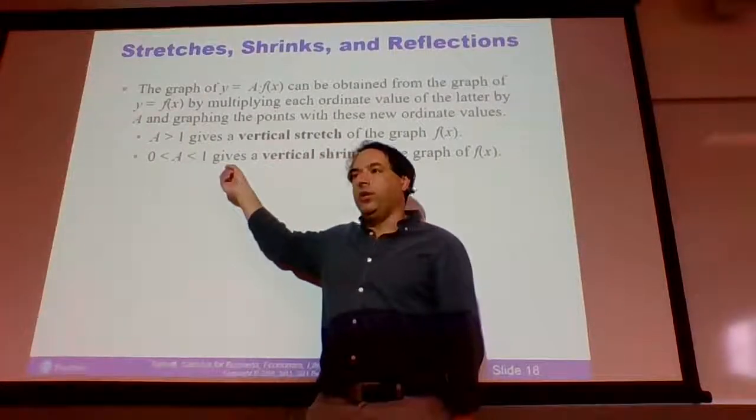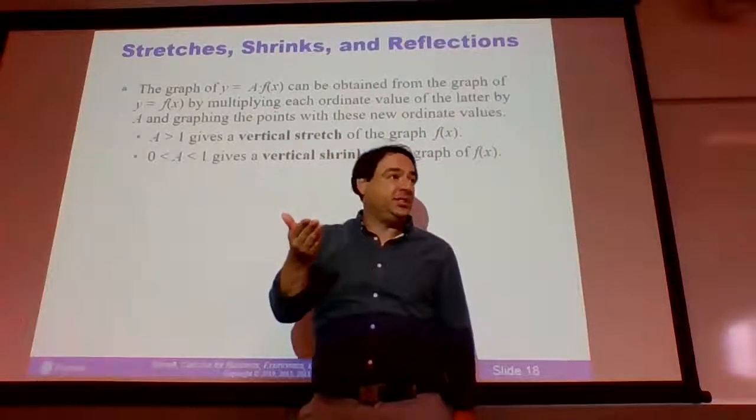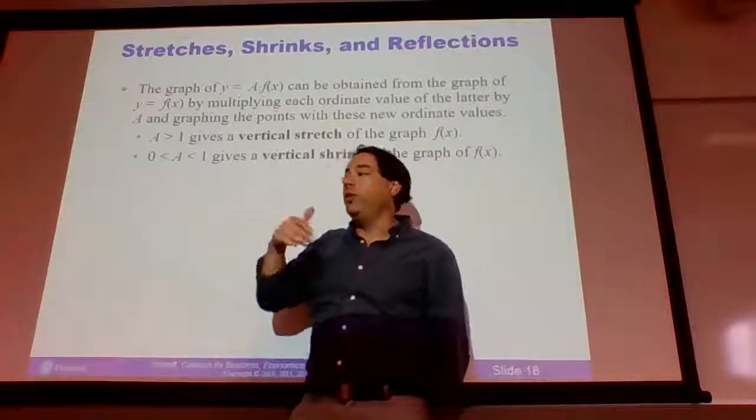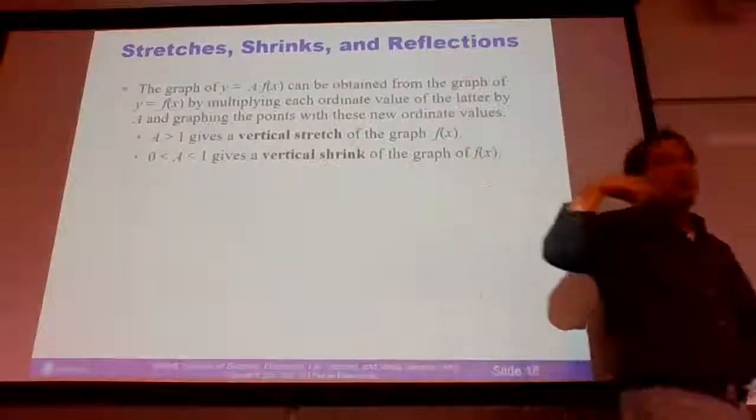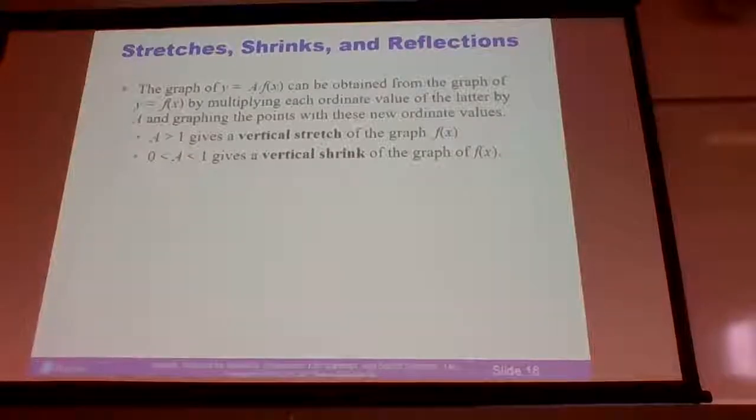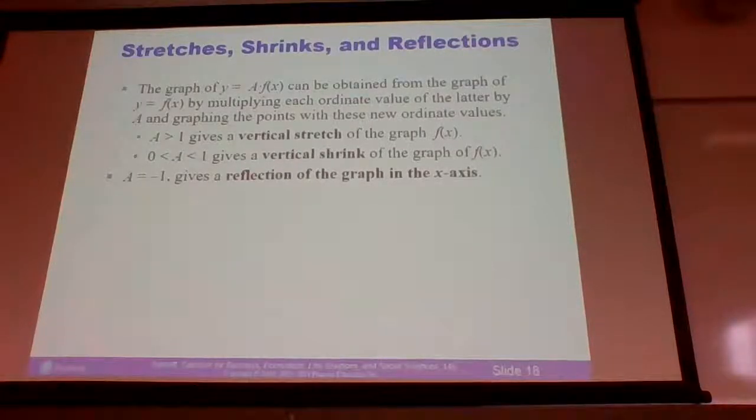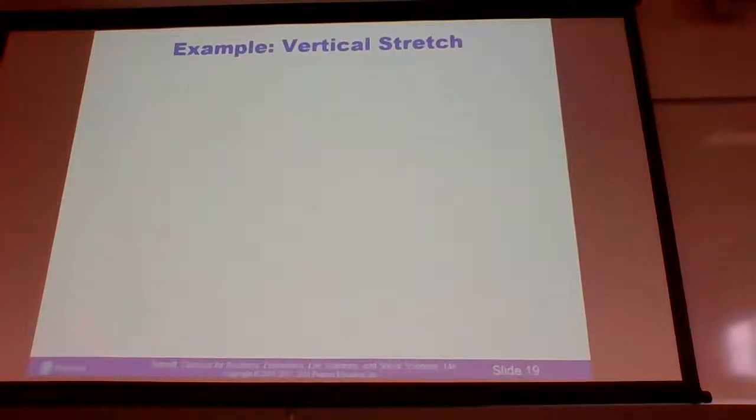Between 0 and 1, what do you have? You have fractions, a half, 3/4, 1/4. That will make it shrink. And again, we'll look at examples. And negative makes it a reflection. It makes it flip. So here's our absolute value function.